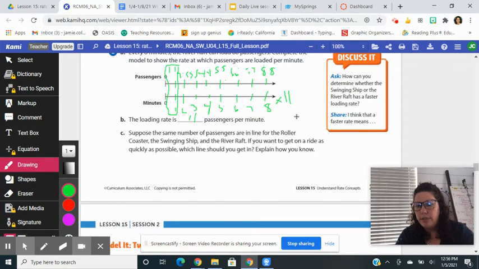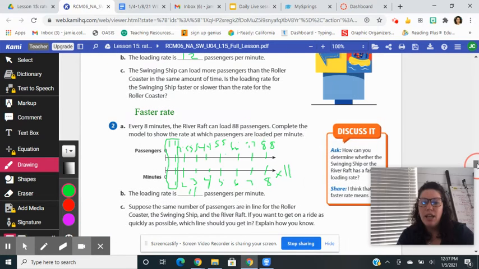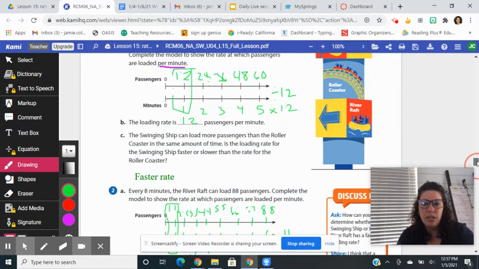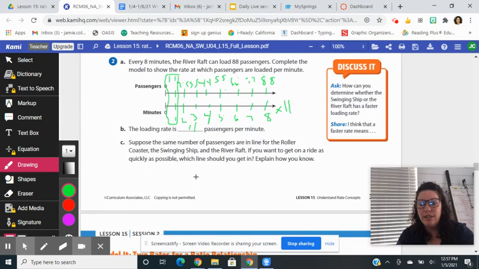So yeah, this one, it could be the river raft because it's 11 passengers, which is faster than 12, or actually no, it's lower than 12. Sorry, I was getting confused. So we know it's not the river raft because that's only 11 passengers per minute. And the roller coaster is 12 passengers per minute, but it says here in part C that the swinging ship can load more passengers than that. So then the answer is the swinging ship.